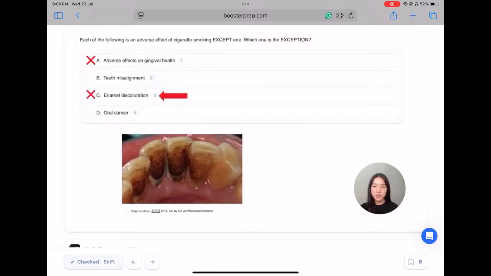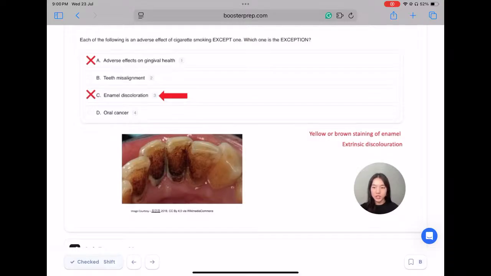Option C reads enamel discoloration, and this answer is also incorrect as this can occur with cigarette smoking and is fairly prevalent. People who smoke will present with heavily stained teeth, usually yellow or brown in staining, and this occurs due to both the nicotine and tar that is found in cigarettes. In addition, smoking will increase the likelihood of plaque accumulation, and the staining molecules can more easily adhere to plaque, so this can contribute to the appearance of staining.